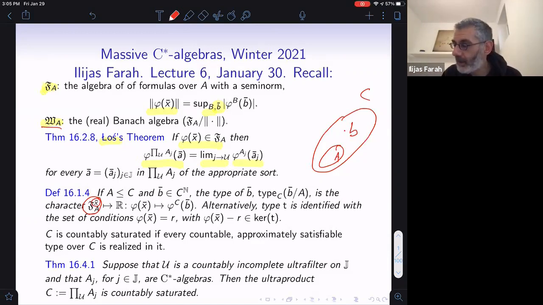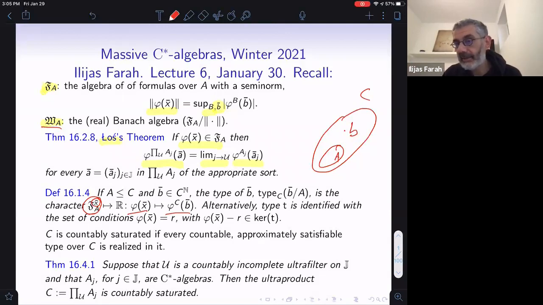And how do we define a function on this algebra? Well, any formula is sent to the evaluation of that formula in the algebra C. So this is really a character, a homomorphism into the real numbers, which has norm 1. And it tells us many things about B. As I said last time, it tells you whether B is invertible. If B is a pair of unitaries, it tells you whether they are homotopic, and things like that that you cannot really see from the formulas.